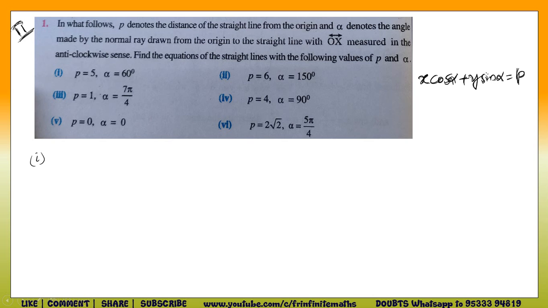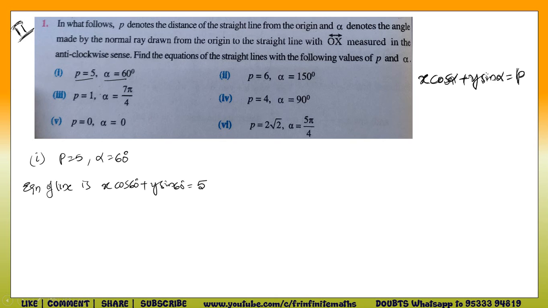Question number 1. P is given as 5 and alpha is given as 60. So P is equal to 5 and alpha is equal to 60. Now, if alpha is equal to 60, what is the equation of the straight line? The equation of the line we can write as x into cos 60 degrees plus y into sin 60 degrees is equal to P.